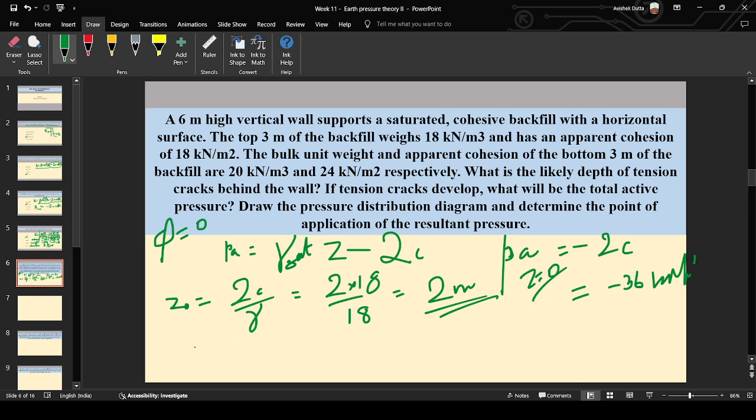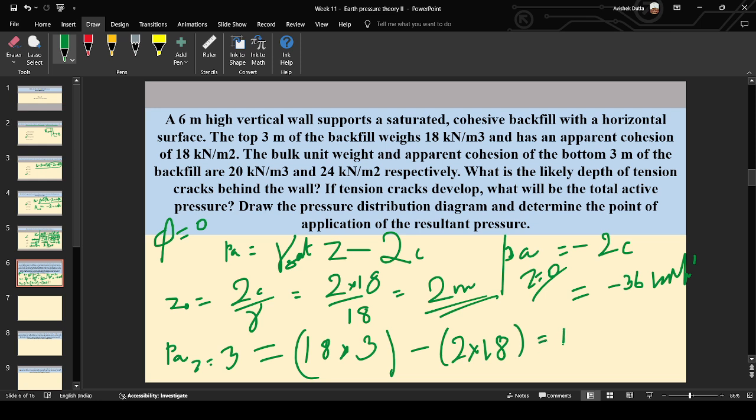Now, at a depth of 3 meter for the upper soil, PA for Z equals 3 will be how much? Gamma sat Z, that is 18 into 3, minus 2C, minus 2 into 18. It will be equal to 18 only for the upper soil, 18 kilonewton per meter square for the upper soil.